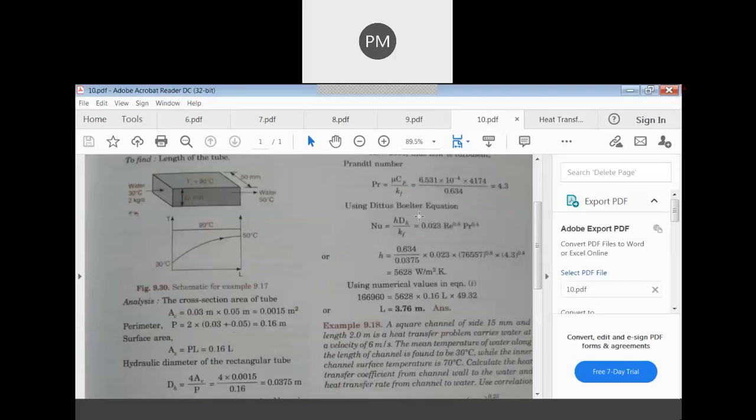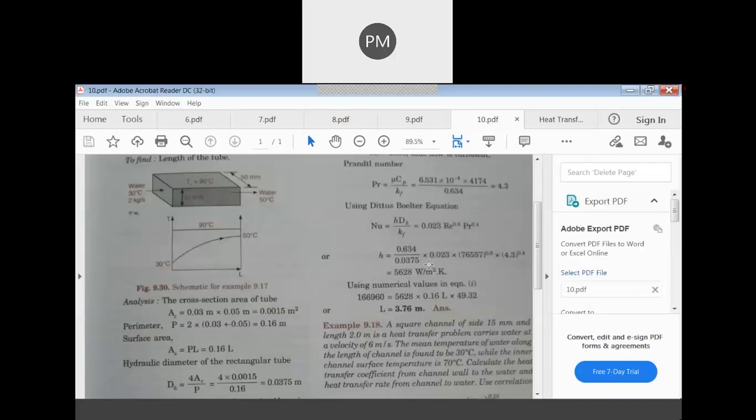So I told you in the data handbook, you have to use the Dittus-Boelter equation, which is nothing but 0.023, Reynolds number to the power of 0.8, Prandtl number to the power of 0.4. Here, they have written Prandtl number to the power of n. In the data handbook, n will be 0.4 for heating and 0.3 for cooling. Because the water enters at 30 degrees and comes out at 50 degrees, the water has got heated. So we have to take n equal to 0.4.